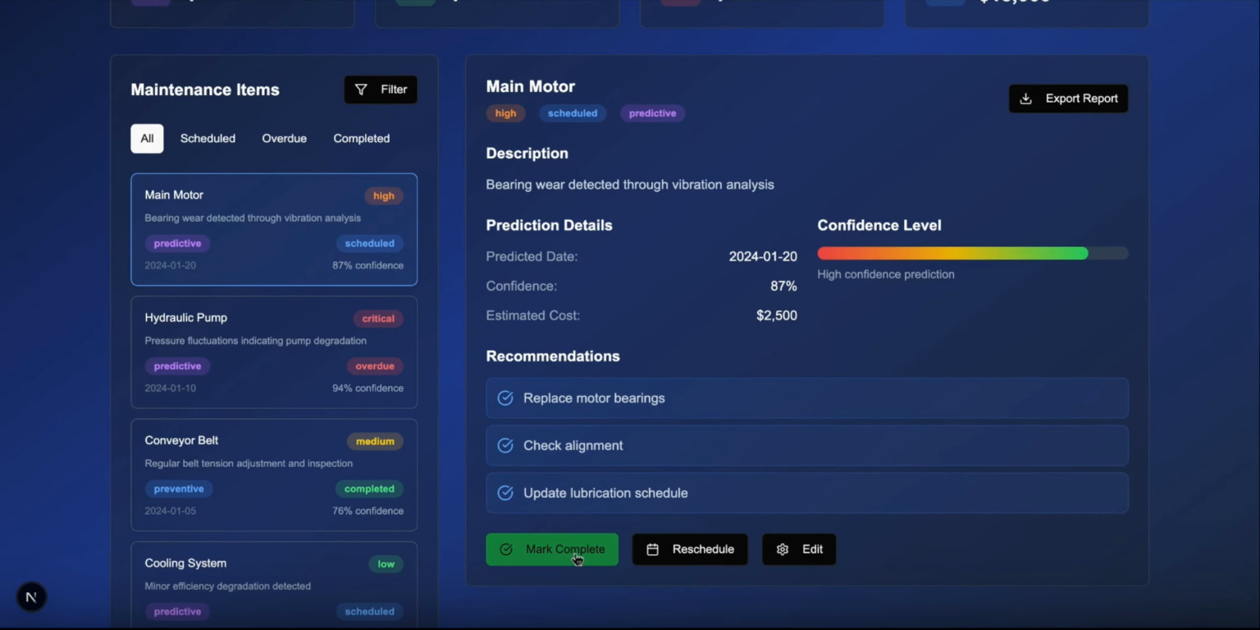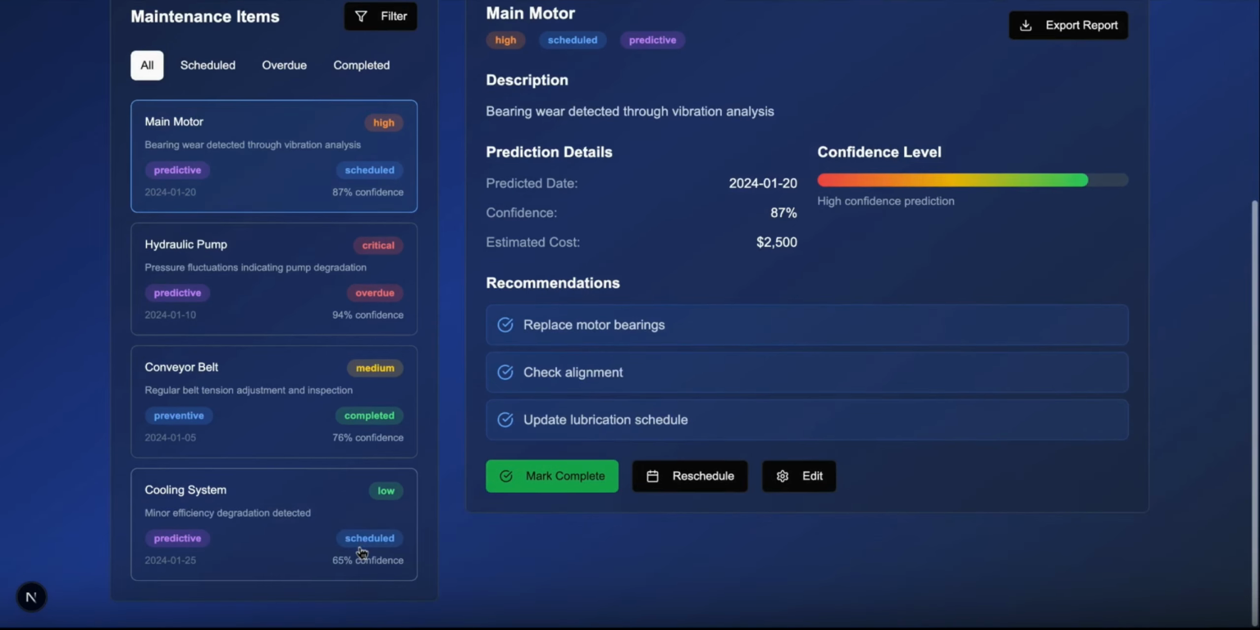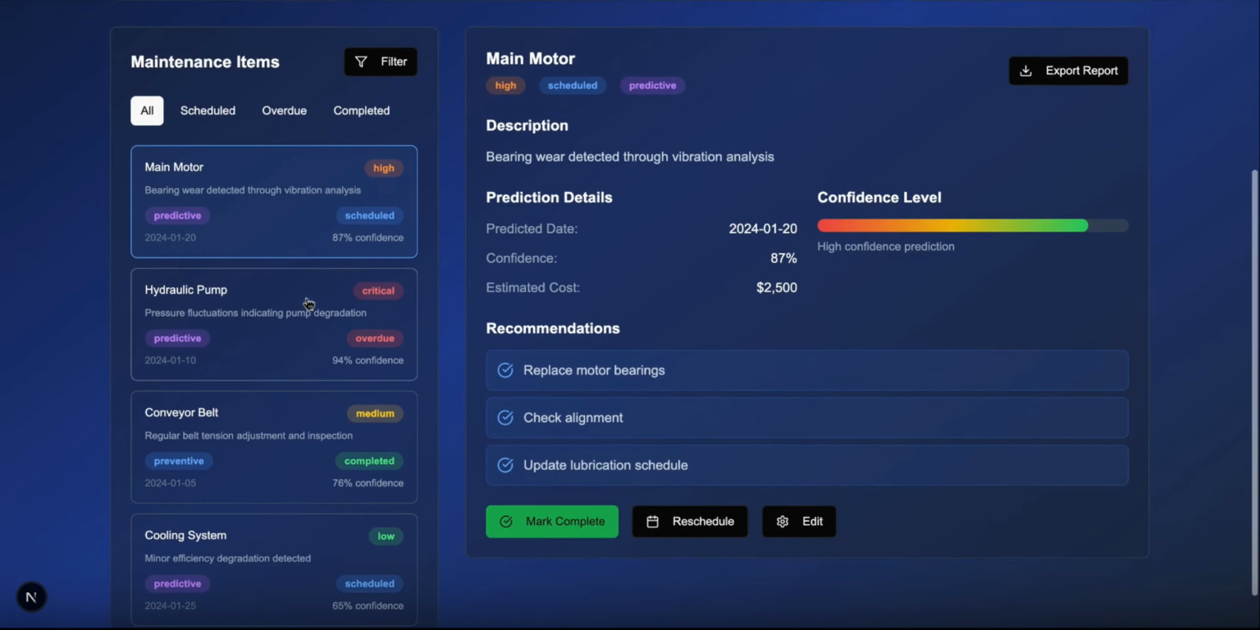And then if something has been done, should you reschedule it, should you edit it, should you mark it as complete, and so on. So this gives you also traceability on how you have dealt with a particular kind of asset, and how you completed it.